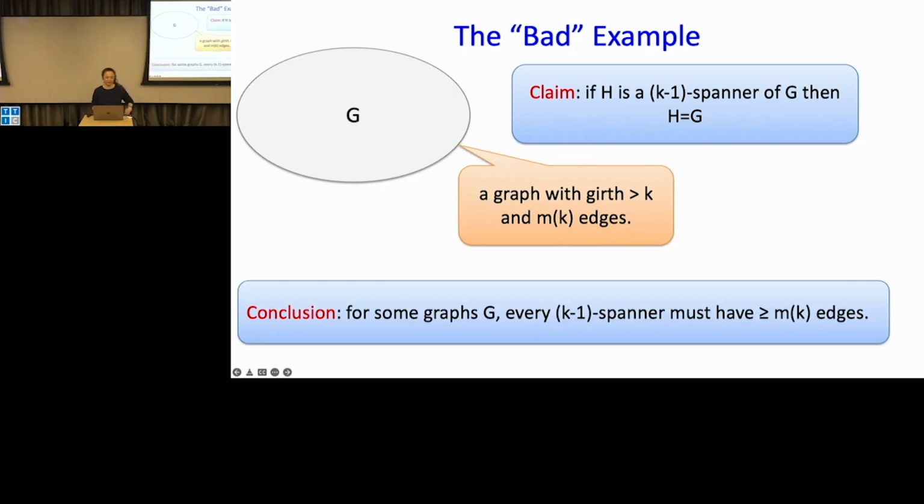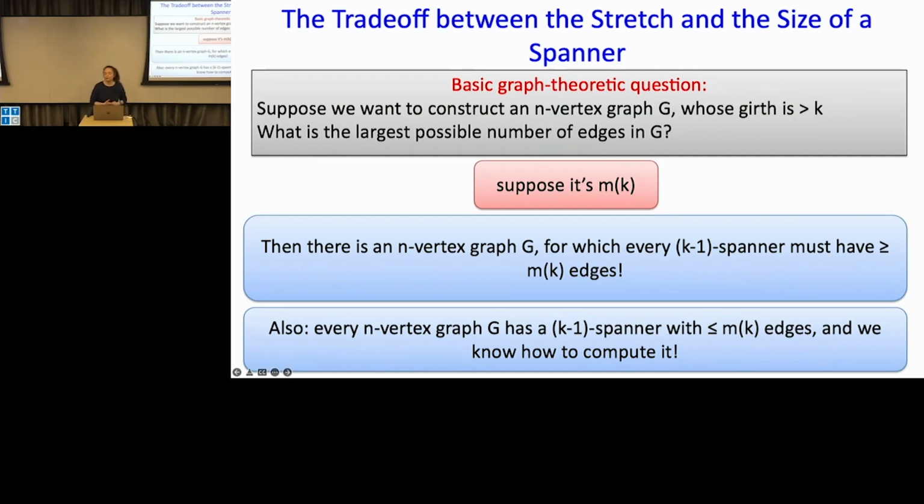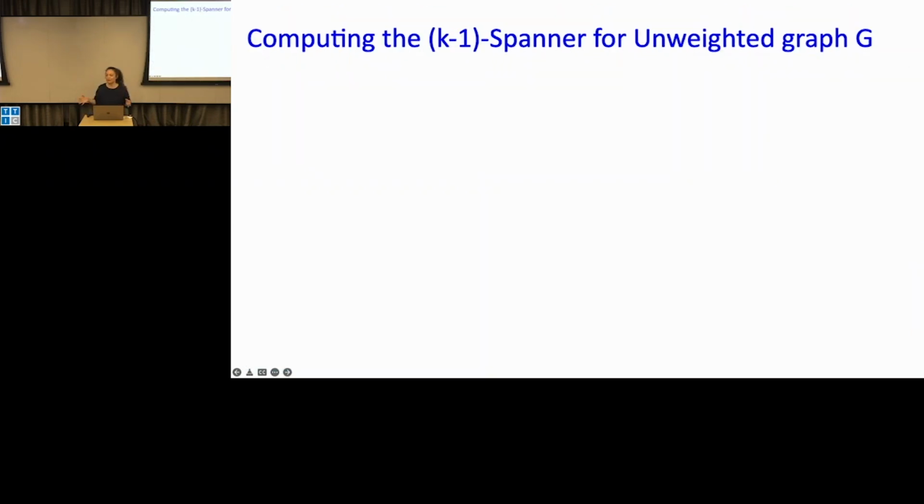Okay, so bottom line, there are some graphs G in which every k minus 1 spanner must have at least m of k edges. It turns out that the opposite is also true. If you give me any n-vertex graph G, I can build in it a k minus 1 spanner with m of k edges, and it's very easy to do. I'm going to show you how. This is the part where I'm showing it for unweighted, but it actually also works for weighted. You just need generally to work with every weight scale separately.